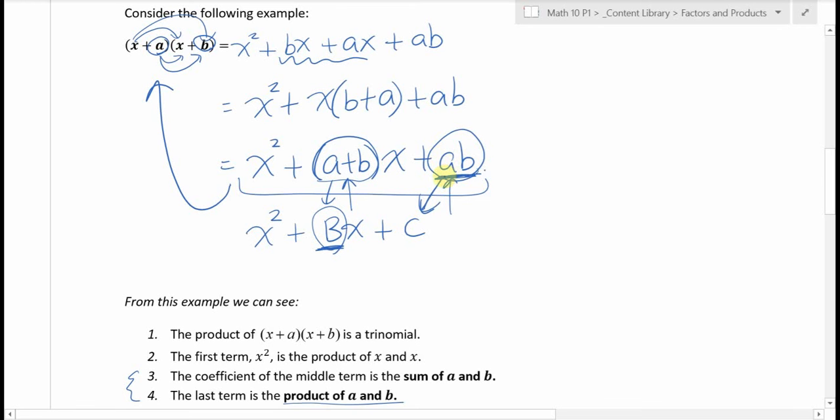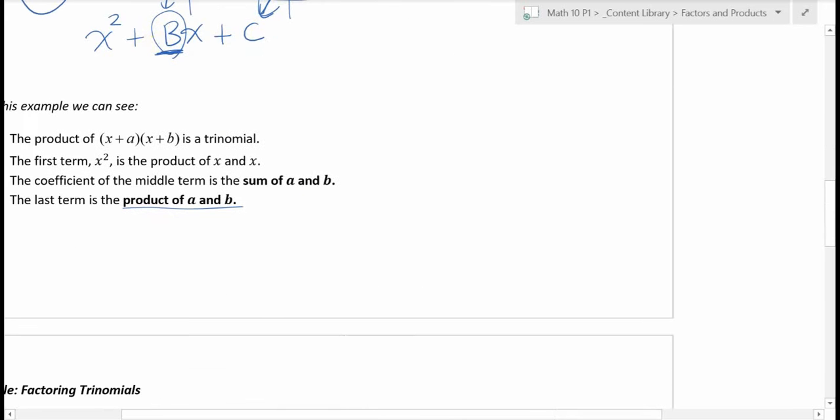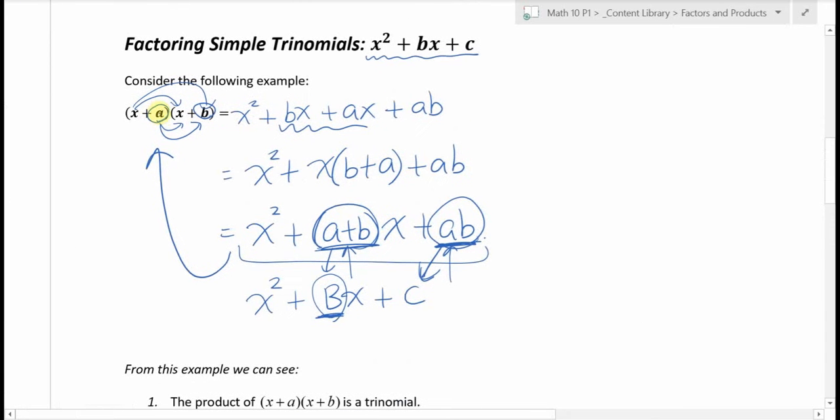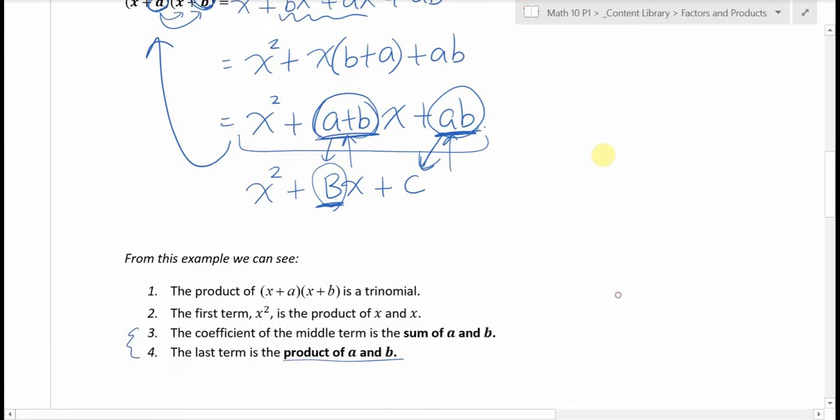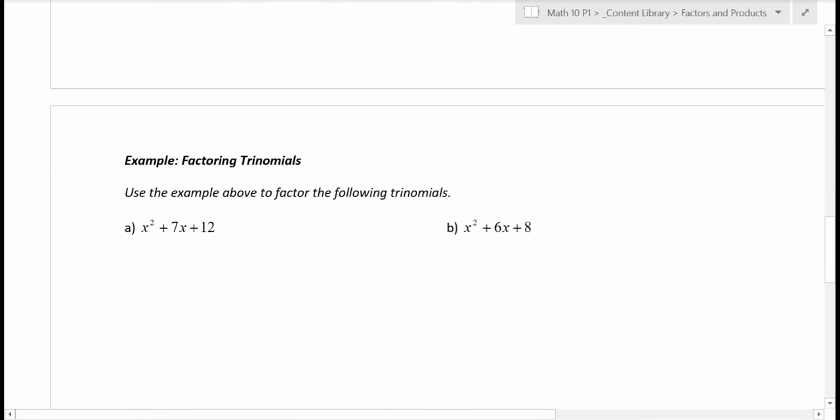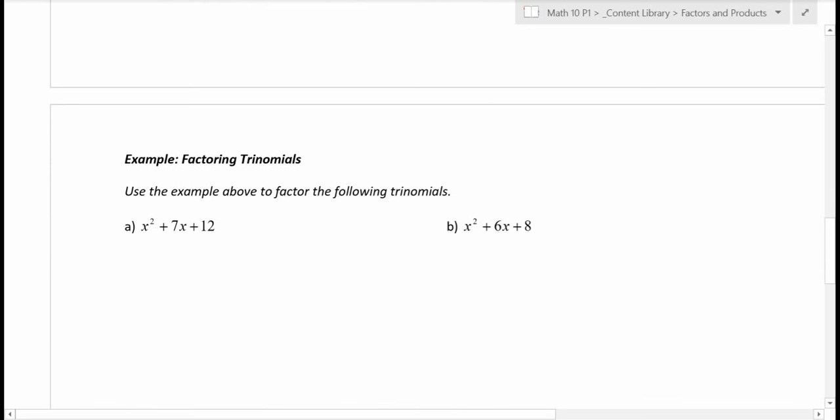So, these two a and b actually came from the question, right? That's x plus a and x plus b. So, if we want to go back from a simple trinomial to the factored form, what we have to do is find out what these two numbers a and b are. Okay, so let's take a look at these two examples and let's see what it means.